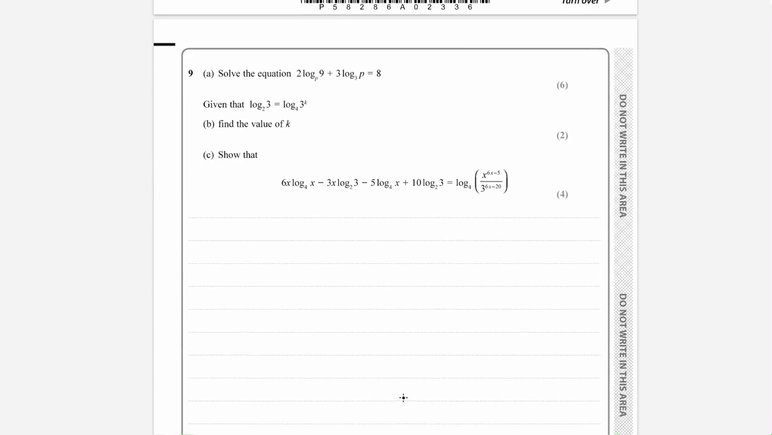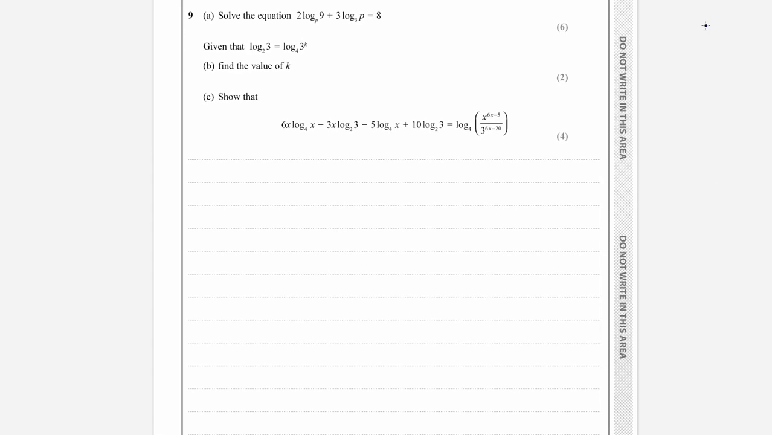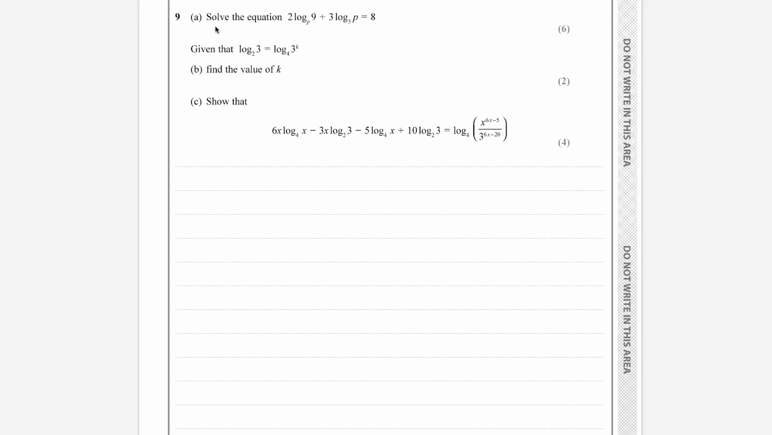Next is question 9. A, solve the equation this. Okay, so 6 marks, guys. This is not going to be simple. Note the bases are different. I think let's put everything into the same base, and since one of them is a letter, let's turn this into base 3.